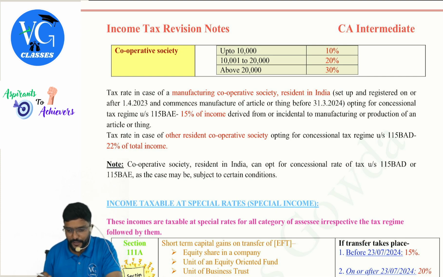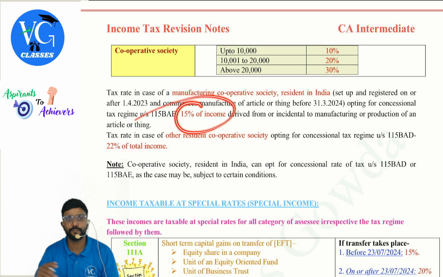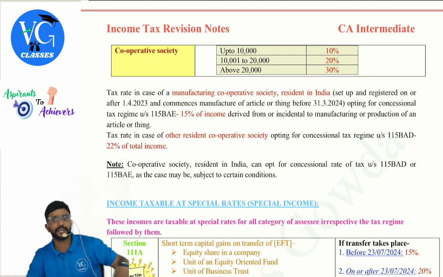Tax rate in case of a manufacturing cooperative society resident in India, set up and registered on or after 1st April 2023 and commences manufacture of an article or thing before 31st March 2024, means only during that time we should have set up. Opting for the concessional tax regime under section 115BAE, the tax rate is 15% of their income, whatever they are earning from their manufacturing business.